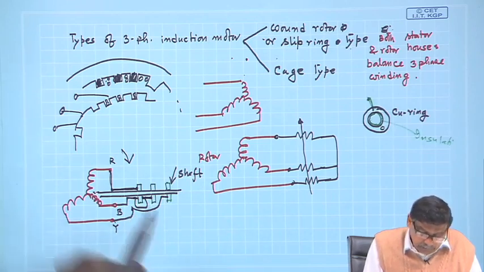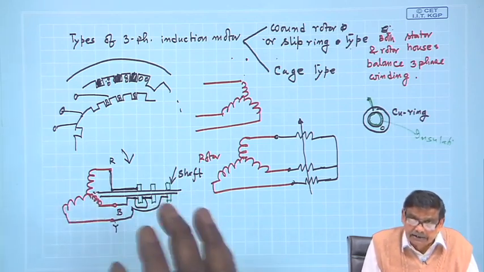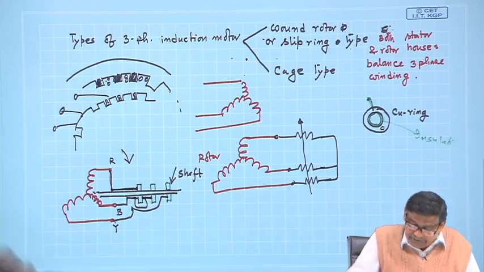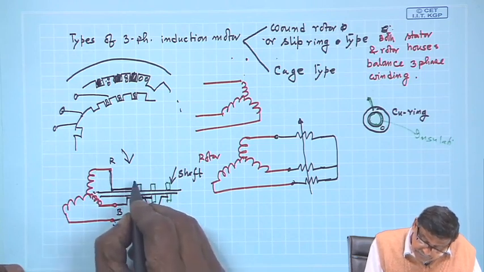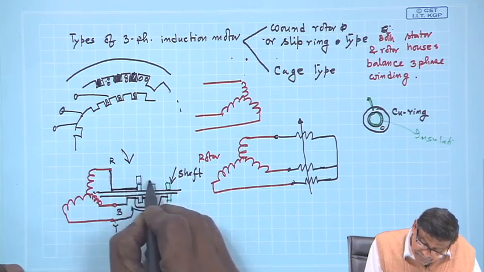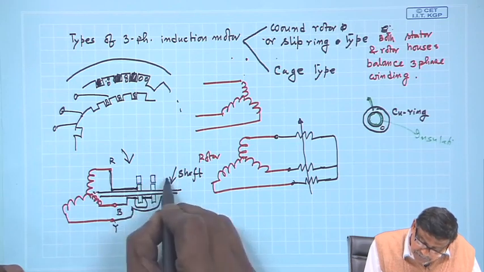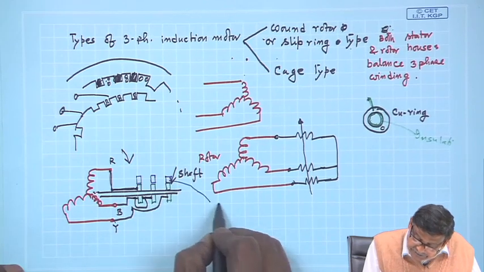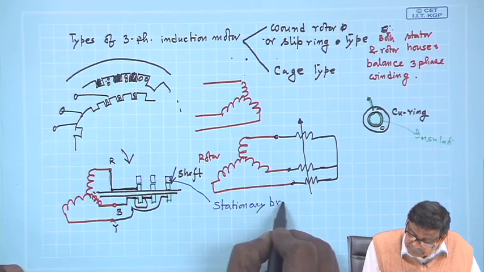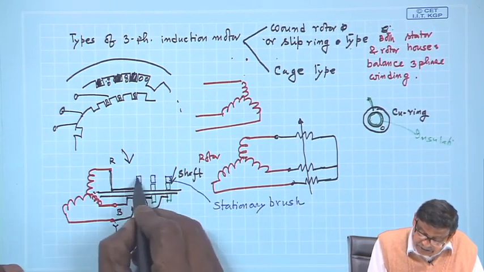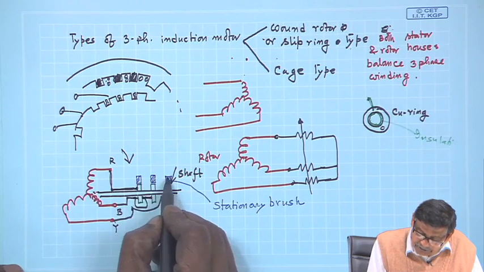Does it solve my problem? Not really yet. You have to do another extra thing. What you do is this: now you connect some brushes, which I am showing in blue. These are stationary brushes. This blue one, the carbon brush, you connect.